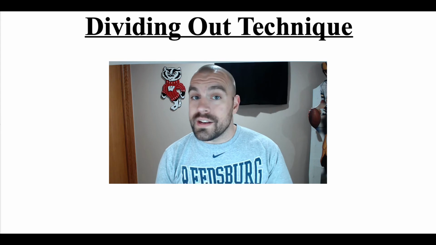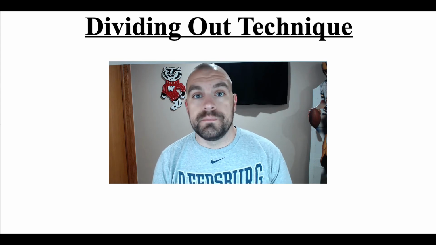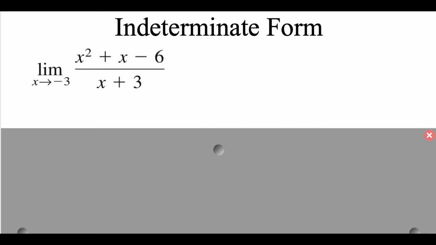In this video, we're going to look at the dividing out technique for evaluating limits. Direct substitution doesn't always work for evaluating a limit. So in this case, if we were trying to evaluate the limit as x approaches -3 of (x squared plus x minus 6) all over (x plus 3), and we tried to plug in that -3 for those x's, we would end up with 0 on top and 0 on the bottom of our fraction. That's called indeterminate form, which just means that we're unable to determine what the limit is based on the function the way it's written right now.